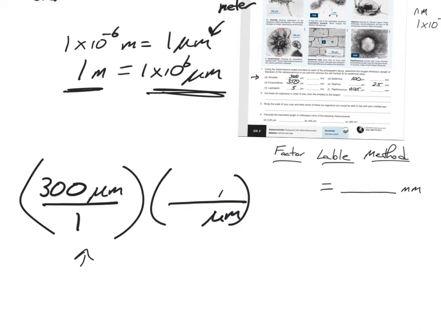So I can put meter on top. I'm allowed to do that. And I can put what on the bottom? 1 meter is equal to how many micrometers? 1 × 10⁶ micrometers, which is 5 zeros and a one. But what is this? It's 1/(1 × 10⁶).